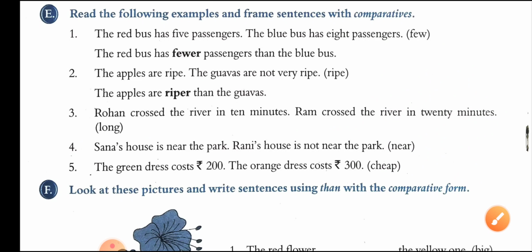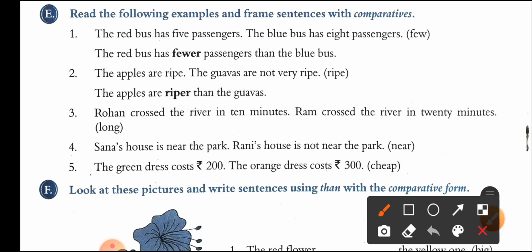Next is Sana's house is near the park, Rani's house is not near the park. So whose house is near? What you will do? Sana's house, right? So that is what? Sana's house is near. What you have to use? So what you will do is nearer. Here you will add nearer to the park than Rani's house. So please listen once again. Sana's house is nearer to the park than Rani's house.